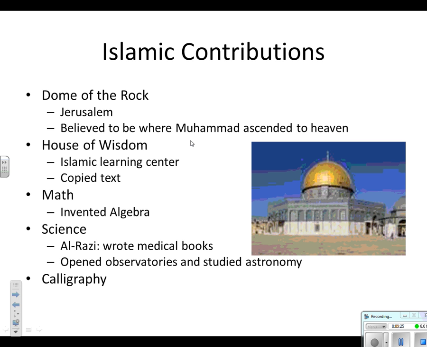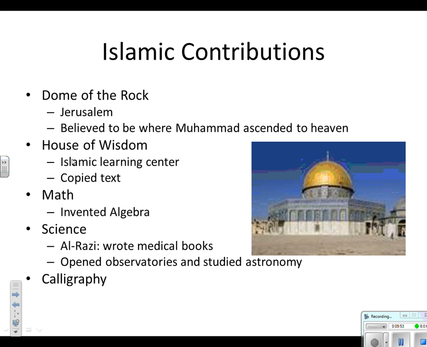The final piece for Islam is looking at some of their contributions. One is the structure off to the right, the Dome of the Rock. The Dome of the Rock is in Jerusalem, and it's believed to be where Muhammad ascended to heaven. Notice the influence of other civilizations. There's a dome on top, there's some arches, and there's even some columns. That should show some of the Greek and Roman influences, even on an Islamic building. Remember, Jerusalem's important actually to all 3 major religions. We'll cover that a little bit more when we get to the Crusades.